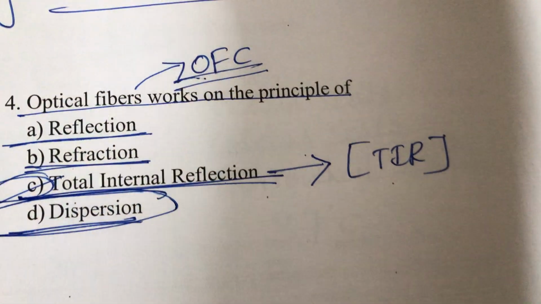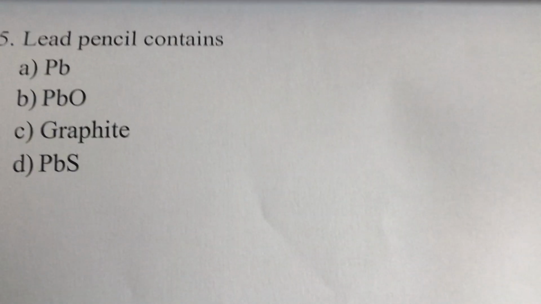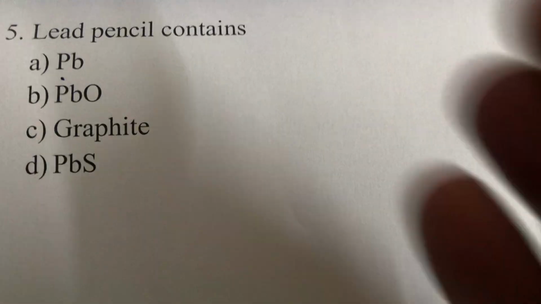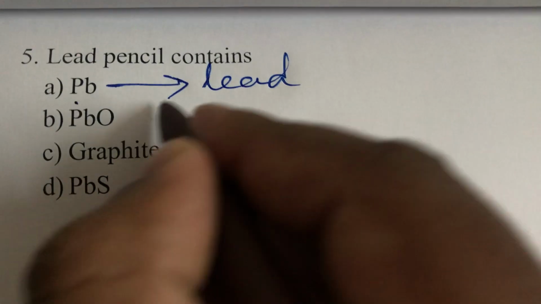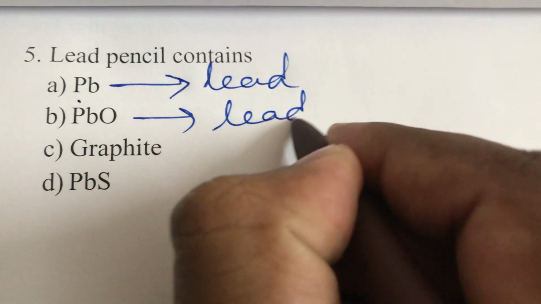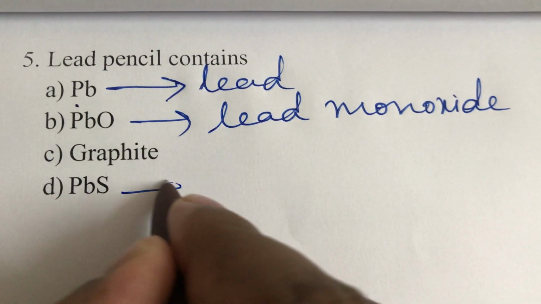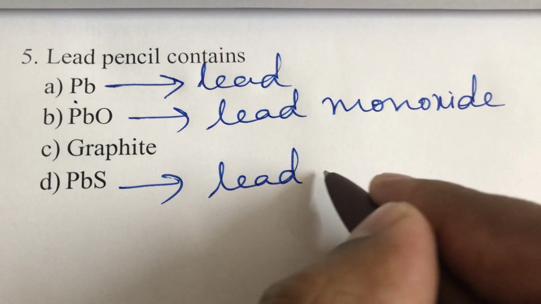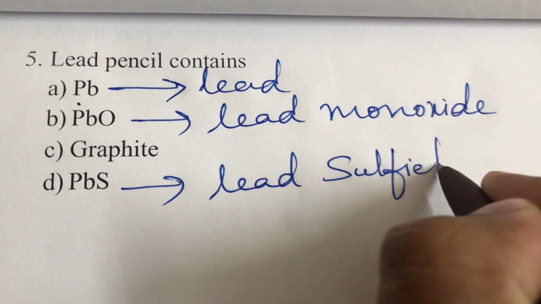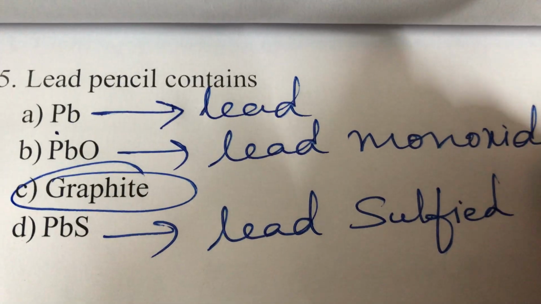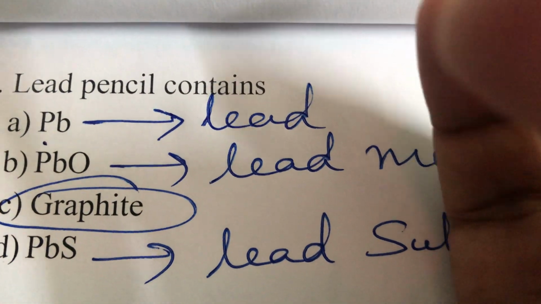All right, we'll move to the 5th question. Lead pencil contains option A Pb, option B PbO, option C graphite, option D PbS. Lead is basically represented with the symbol Pb, remember. PbO stands for lead monoxide, and this is lead sulfide. But the right answer for this question is graphite. Lead pencil basically contains graphite.